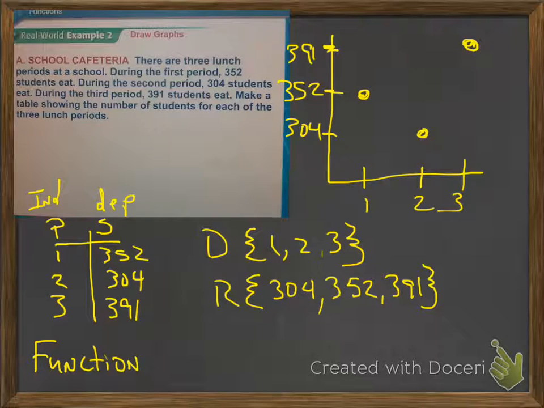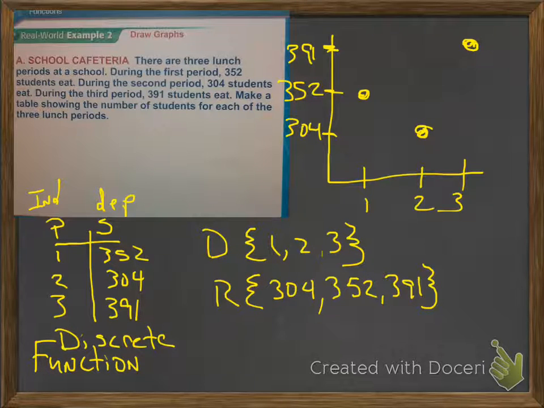Now, it doesn't make sense for me to connect these dots. These are three separate things, because something happened in first, something different in second, and something different in third. So this is three separate dots. This is what is known as a discrete function, when we go point by point.